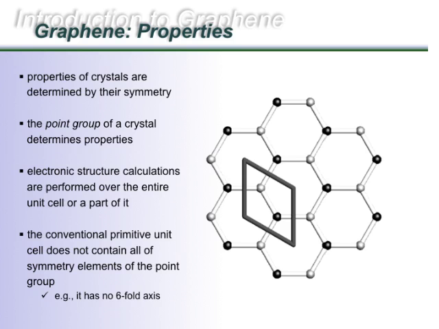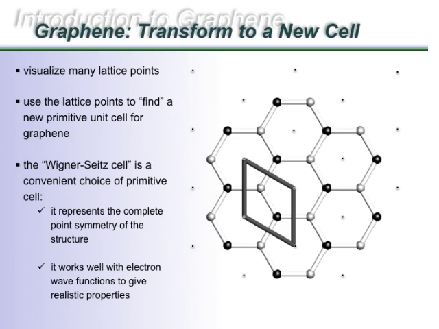Properties of crystals are determined by their symmetry, and it's the point group symmetry of a crystal that determines the crystal's properties. Electronic structure calculations are performed over the entire unit cell or a part of it, not the entire crystal, because what's in the unit cell repeats itself. The conventional primitive unit cell that's used for graphene does not contain all of the symmetry elements of the hexagonal point group. For example, it has no 6-fold axis.